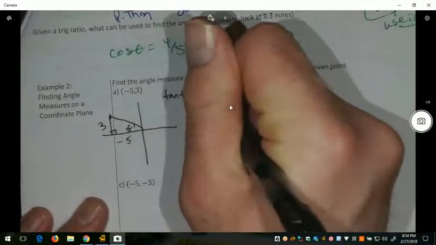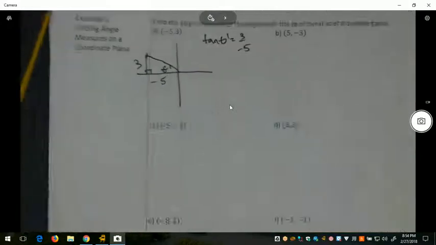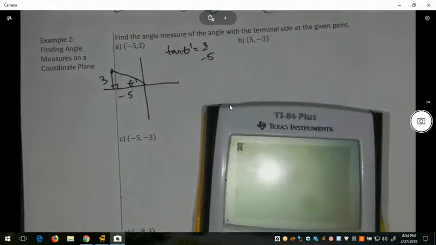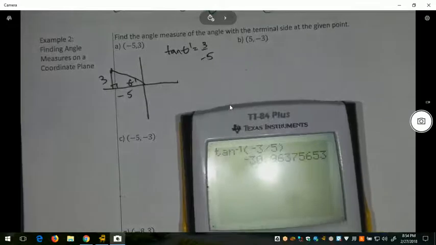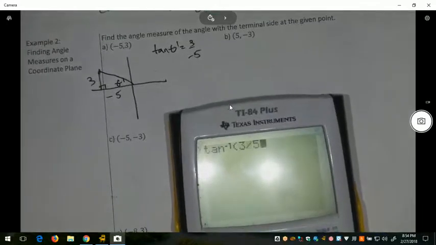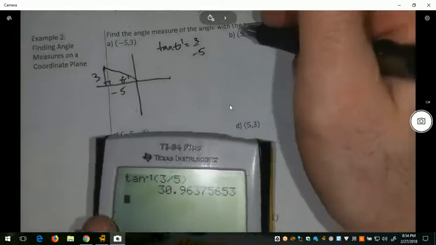In this right triangle, tangent of theta prime is 3 over negative 5, which means tangent inverse of negative 3/5. Let's just do... I don't want to do negative 3/5. We'll just do tangent inverse of 3/5. We'll worry about the negatives later.